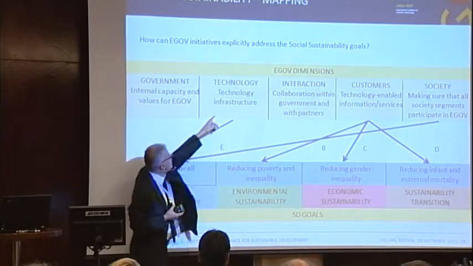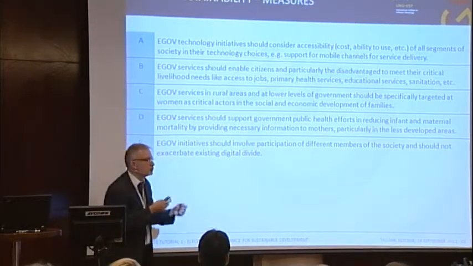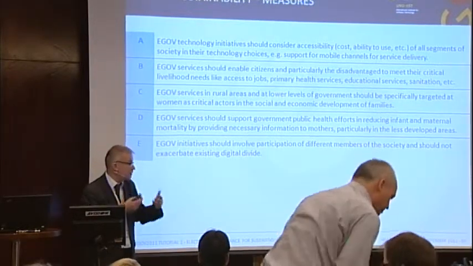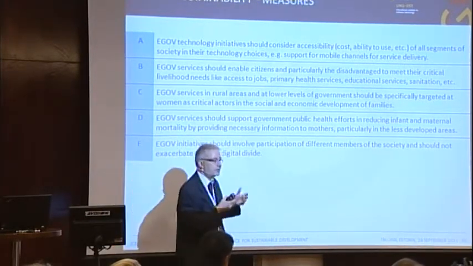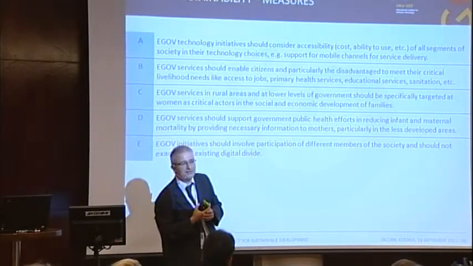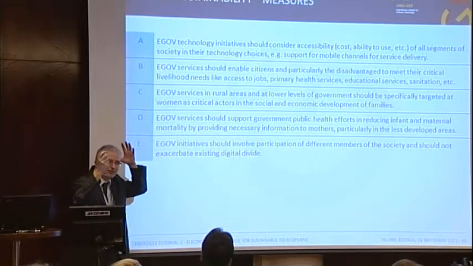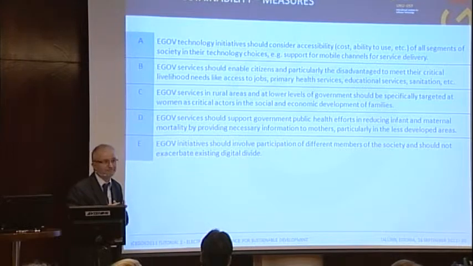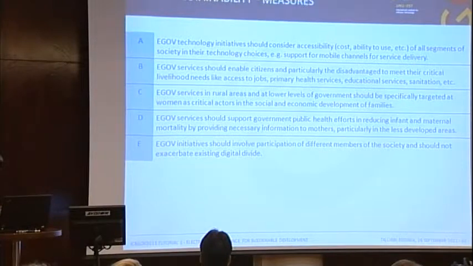And we're looking at how the various ICEGOV dimensions can make a positive contribution on these objectives. For instance, technology and access for all. ICEGOV technology initiatives should consider accessibility issues: the issues of cost, ability to use, ability to benefit of all segments of the society in their technology choices. For instance, and Joanna will know a lot about this, the support for mobile channels for service delivery. Joanna has done a study of the impact of possessing a mobile phone for the headquarters in Ghana. That's a concrete example of how mobile technology can help.